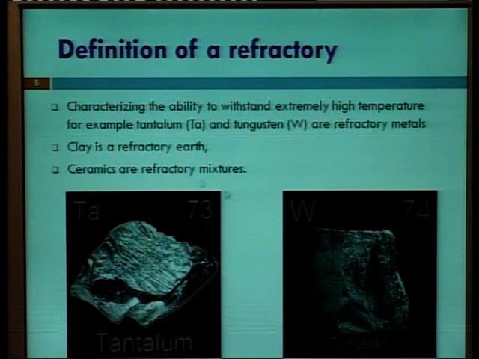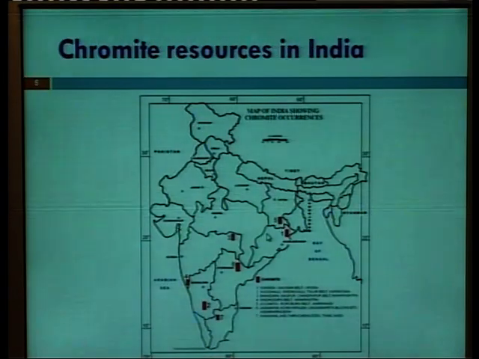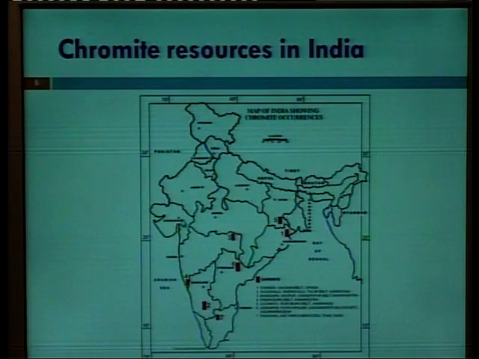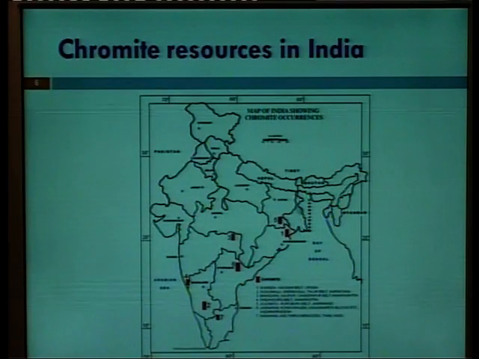So, this is about the definition of refractories in India. As per the data obtained from the Geological Survey of India, we have rich resources of chromite, which is again regarded as one of the important refractories, which we are going to discuss in the classification, and we have magnesite, silicates, mica, etc. But one such, to educate you about the resources which are available in India.